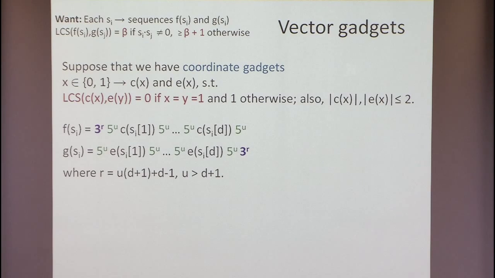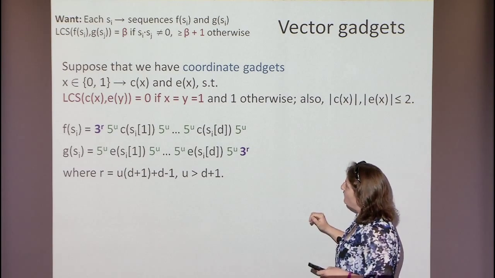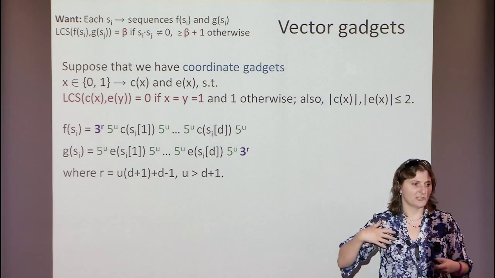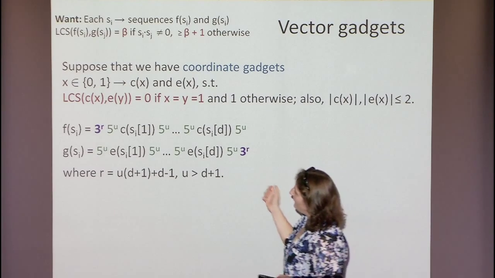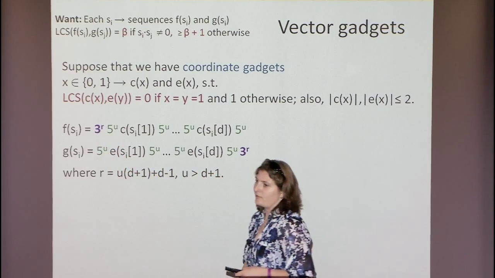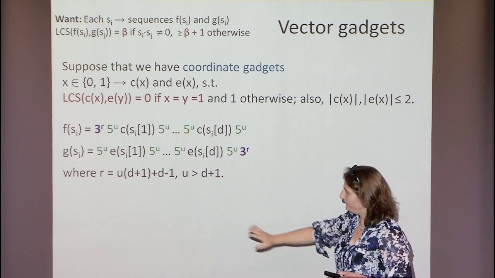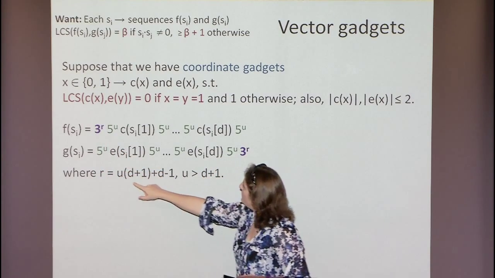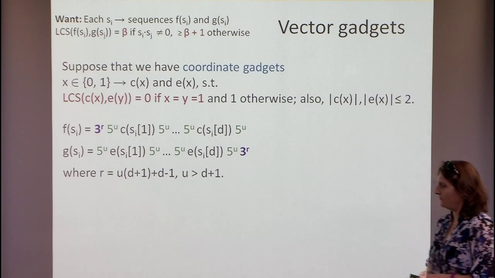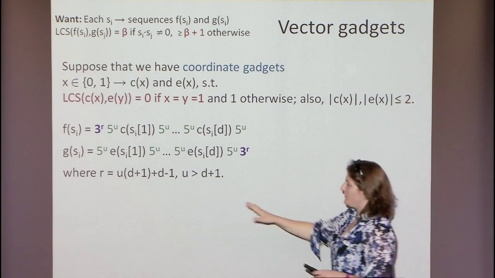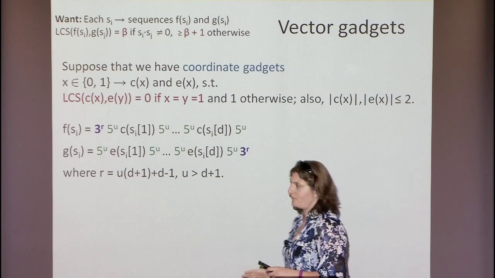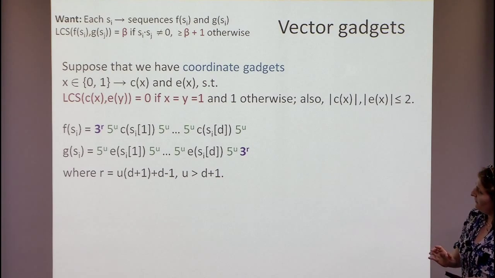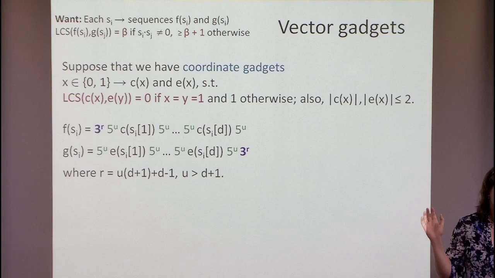So now, assuming that we have them, we're going to create the vector gadgets in a kind of similar way to what we did before. We're going to pick a letter 5, which doesn't appear anywhere else, and a letter 3 that doesn't appear anywhere else. We'll pick the number of repetitions of 3 to be this exact quantity, where u is the number of phis in each block. So you'll see why I picked this in a second. You don't have to care about it right now. But the idea, what's the idea?